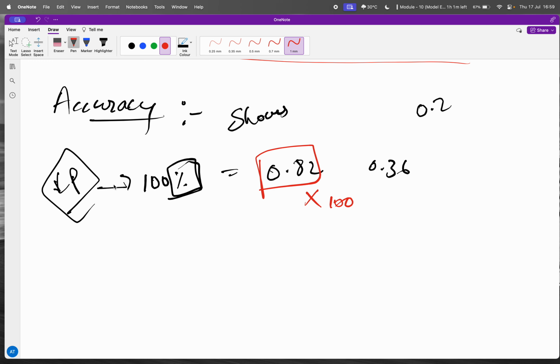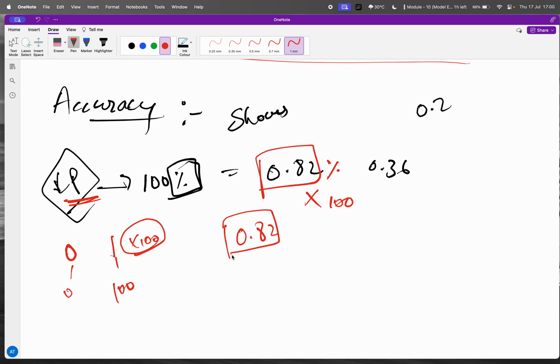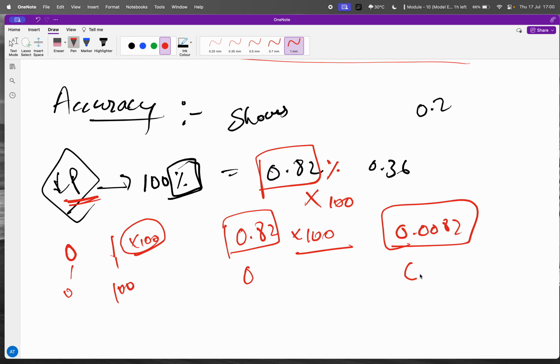So always remember, whenever you are writing code, it will give you a value from 0 to 1. 0 means 0, 1 means 100%, right? So you just multiply it by 100 and you will get the percentage. So don't worry if it comes like 0.82 and you think you didn't get much accuracy. Just multiply it by 100. If you are getting an output like 0.82 and you have not multiplied, that means your accuracy is 82%.